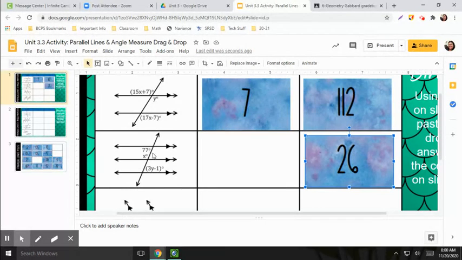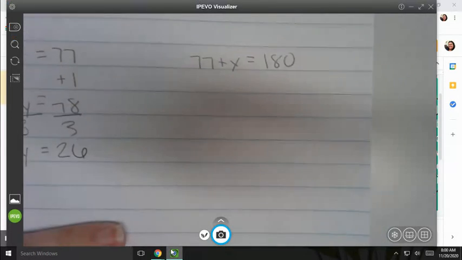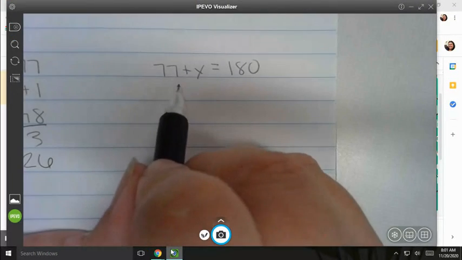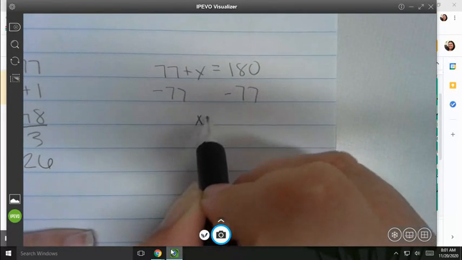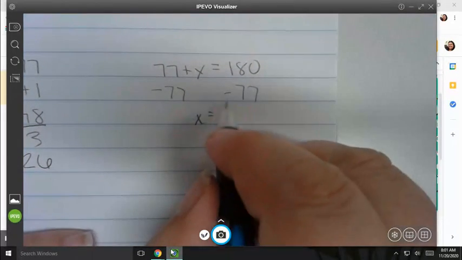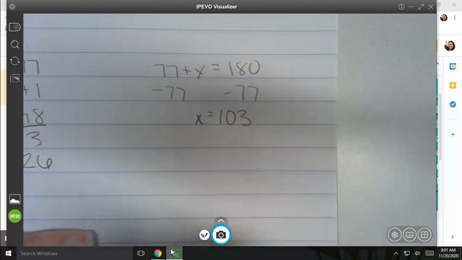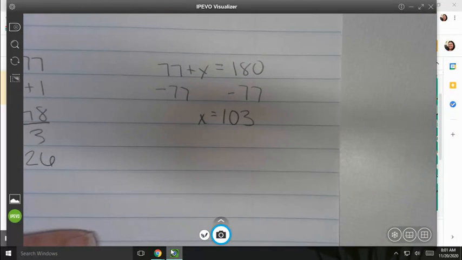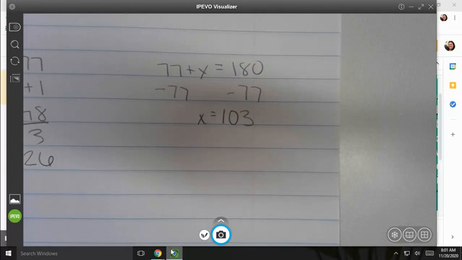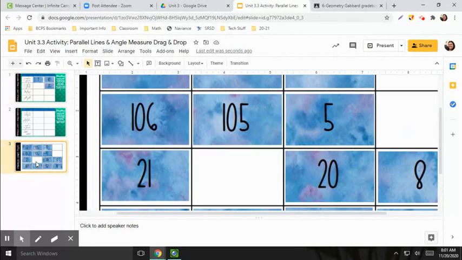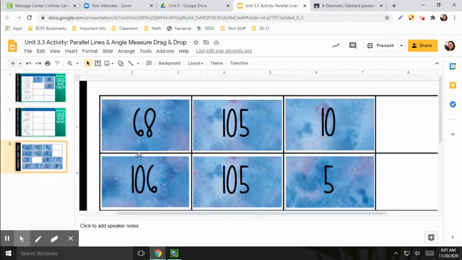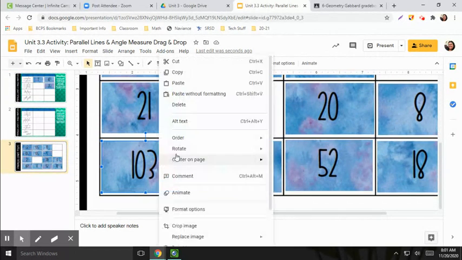And so that gives us our acute angle plus our obtuse angle equals 180 degrees. So we have that right here. So the easiest way to do this is we're going to subtract 77 from both sides, and that's going to give us x equals 103. So we already solved for x in one swoop. So hopefully when we go over here to our tile, we can find a tile that has 103 on it, and we have it right here.